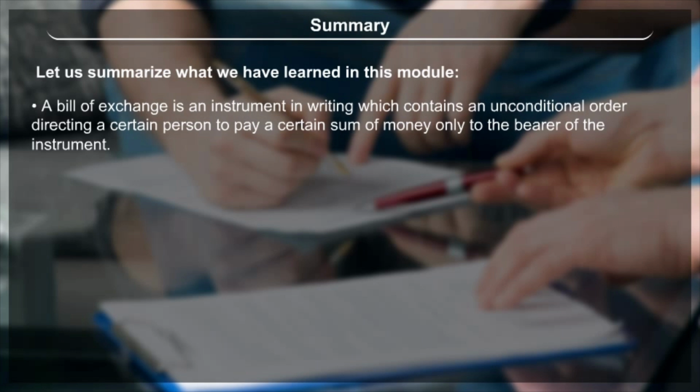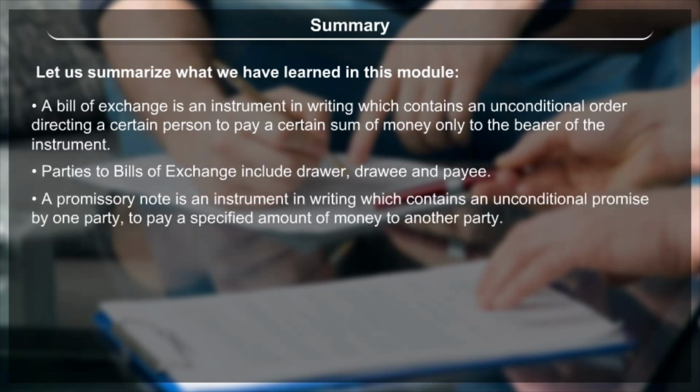Summary. Let us summarize what we have learned in this module. A bill of exchange is an instrument in writing which contains an unconditional order directing a certain person to pay a certain sum of money only to the bearer of the instrument. Parties to a bill of exchange include the drawer, drawee, and payee. A promissory note is an instrument in writing which contains an unconditional promise by only one party to pay a specified amount of money to another party.